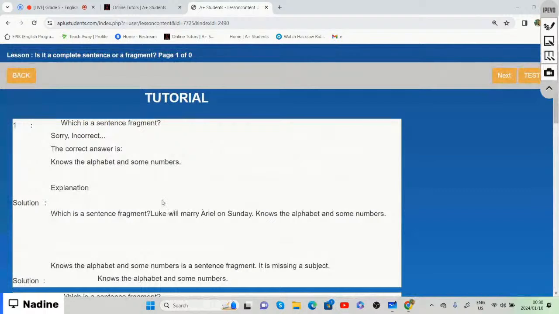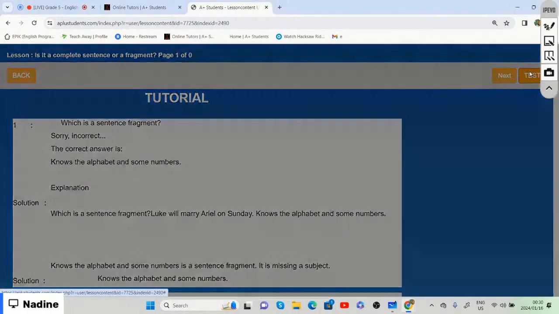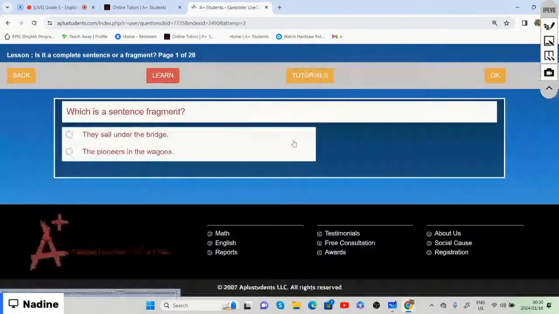All right, so now we're going to say is it a complete sentence or fragment while we begin our test. So you're going to have to say which is a sentence fragment, right? And remember we said that a sentence fragment does not express a complete thought. It's either missing a subject or it's missing a verb.